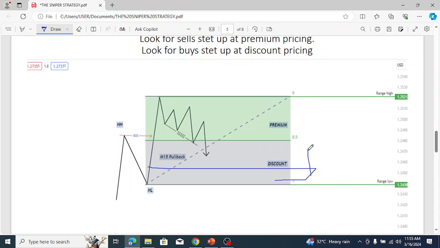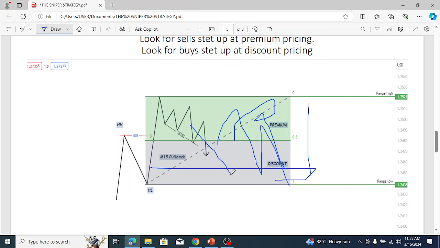You will look for buys from this side. Then if your market was in a downtrend, you look for sells when it taps into this particular side, then you look for sells, right? When the market taps in here, you look for your sells.